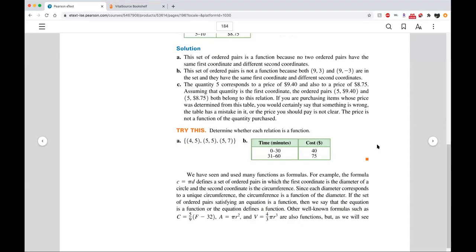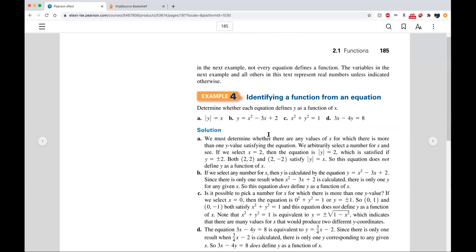Here, example 3, and then example 4. Identify a function from an equation. So what if an equation is given and then asks you to determine whether each equation is a function? In each equation, define y as a function of x. It means that y is determined by x, okay?